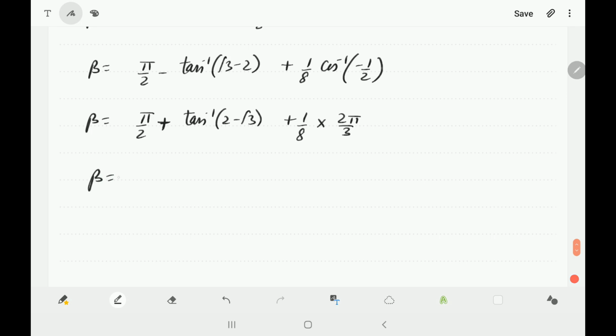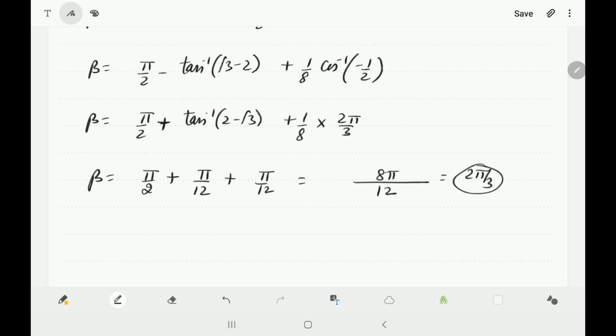Okay, so beta will be equal to pi by 2 plus tan inverse of 2 minus root 3, which is the value of tan 15 degrees, so it will be pi by 12, plus here we will have the value as pi by 12. So if you take the LCM as 12, you will have 6 pi plus pi plus pi, which will be 8 pi, so the value will be 2 pi by 3 again. So the value of beta is also 2 pi by 3.